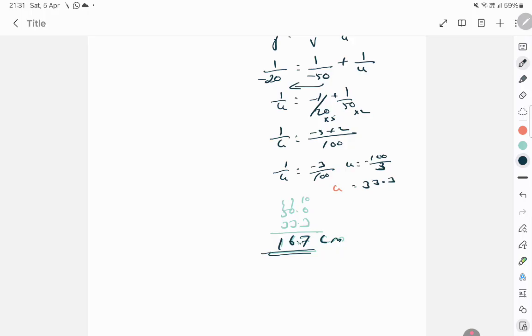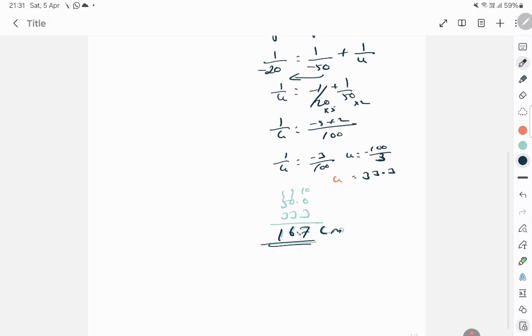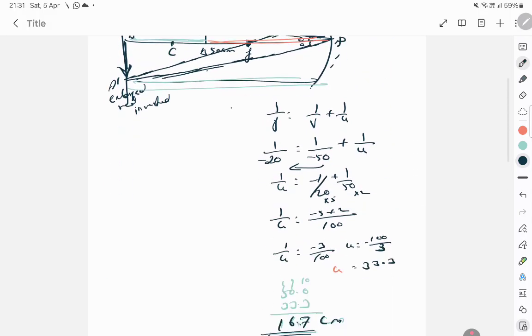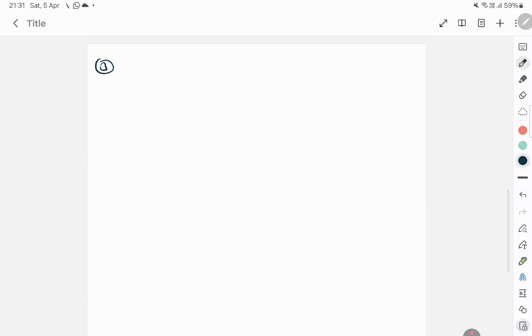I hope you understood why we are subtracting. That's the second question. So let's go to the third question. An object is placed at a distance of 40 centimeter from the concave mirror. Again, the focal length of the concave mirror is minus 15 centimeter.